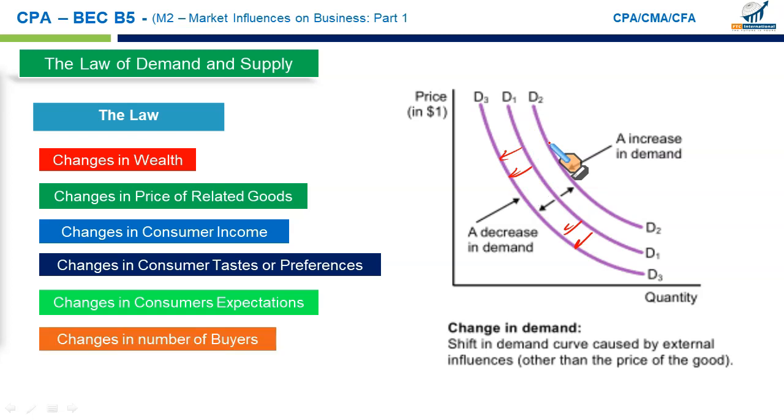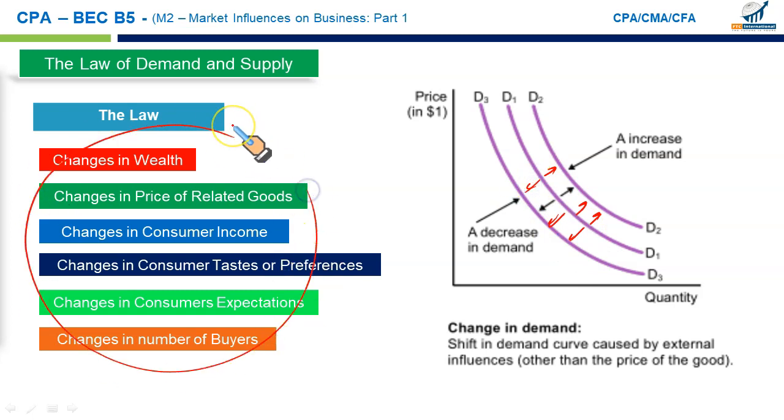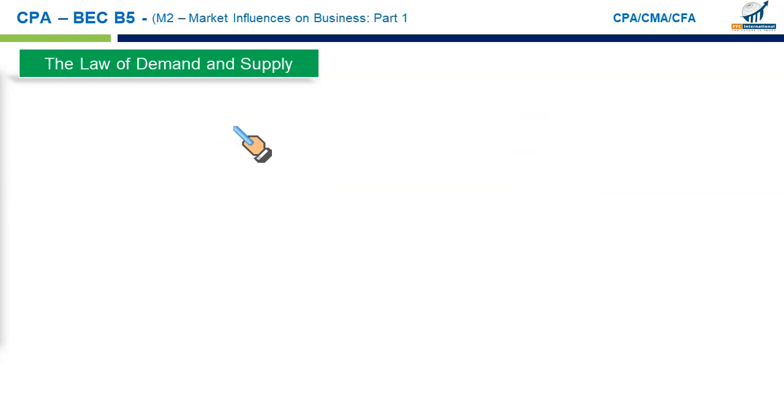And then finally, with the increase in population, there are more buyers. More buyers mean more demand for goods and services, and fewer buyers mean less demand. All these are the factors other than price that can cause the shift in the demand curve.